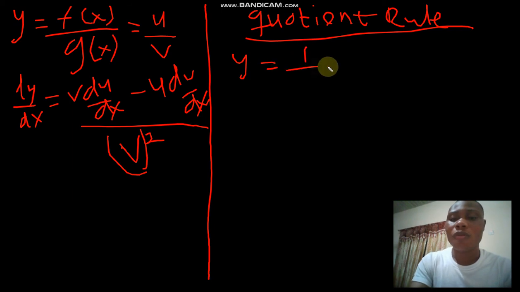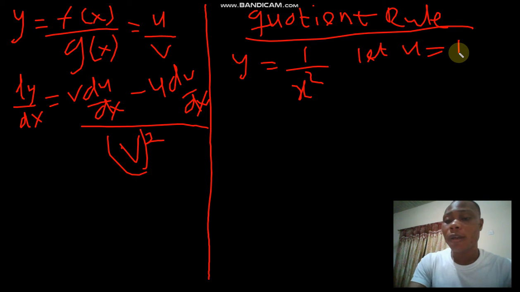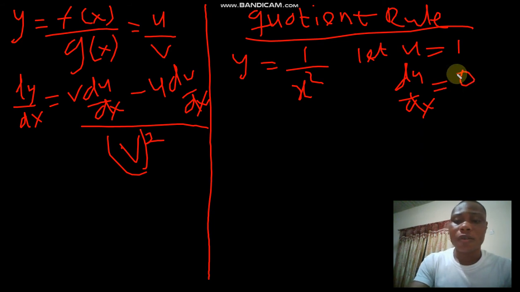For example, I have 1 over x squared. We can let our u be the function on top, which is 1. Then my du/dx will be 0, because 1 is a constant. We have learned that in the first video on the rules of differentiation, so you can go back there and understand why it is 0.